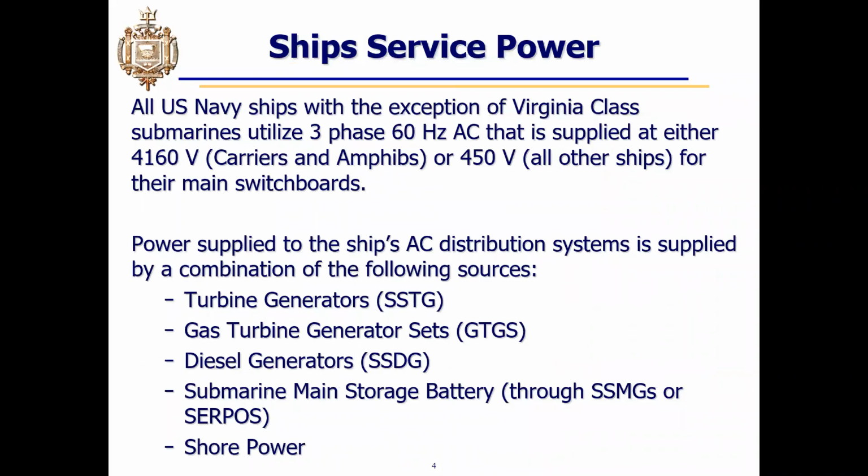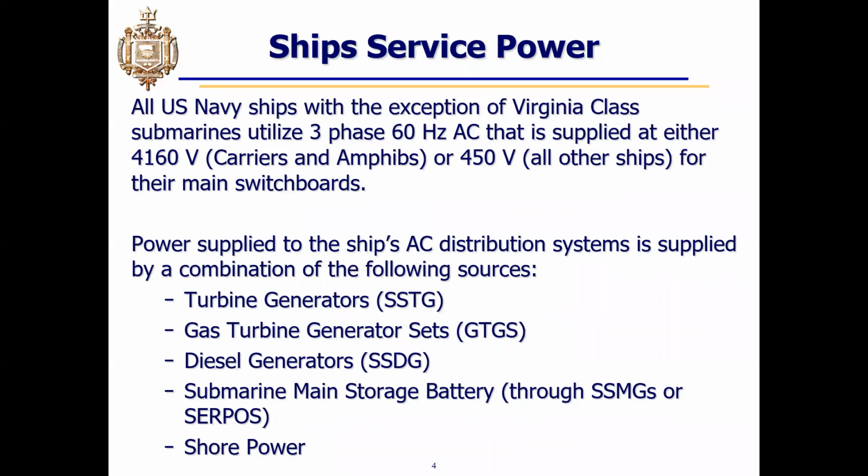So, talking about ship service power. All Navy ships, except for Virginia-class submarines, use three-phase 60 hertz AC. The AC is delivered at 4160 volts for the large ships, the aircraft carriers and the amphibs, and at 450 volts for ship service on all your smaller ships, submarines, destroyers, and cruisers.